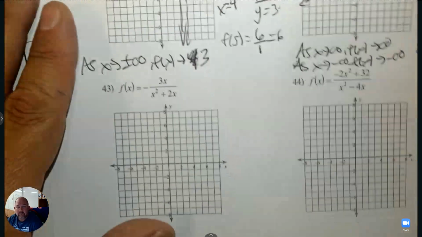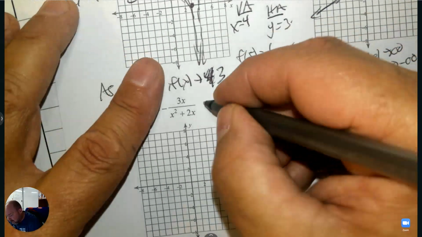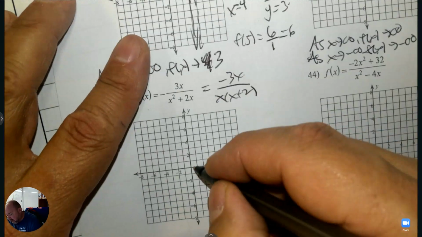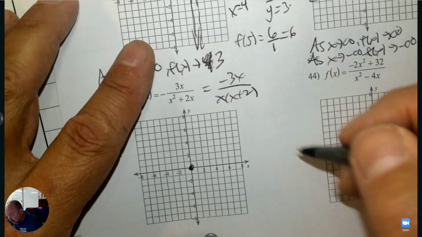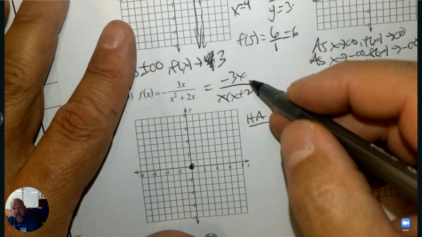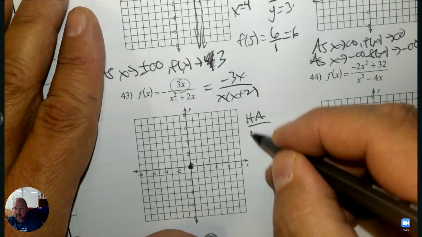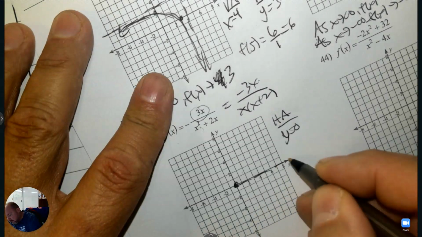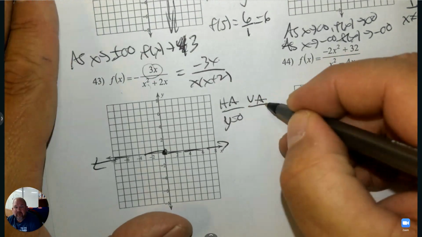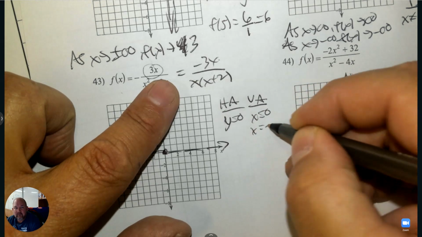All right, let me do one more. Let's just try and see if I can do this. One more. All right, I'm going to factor this. Factor out an x. So 0 is the x and y intercept. No hole. We have horizontal asymptote -3. Then the bottom is more powerful, so it's at 0. We have vertical asymptotes at 0 and -2.